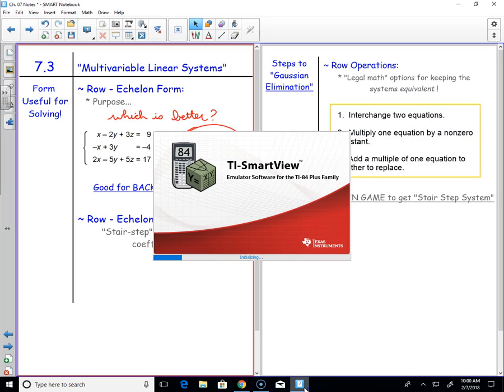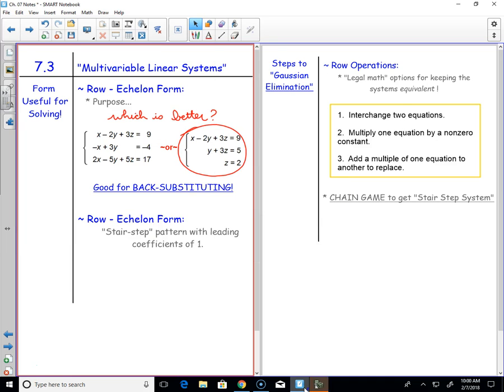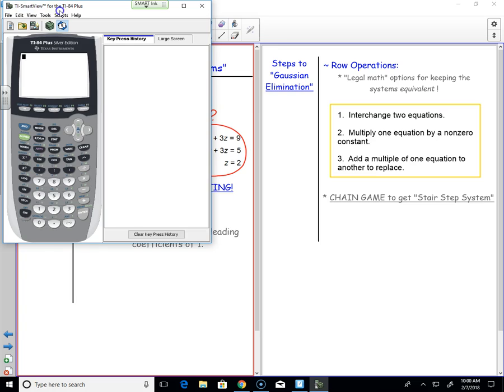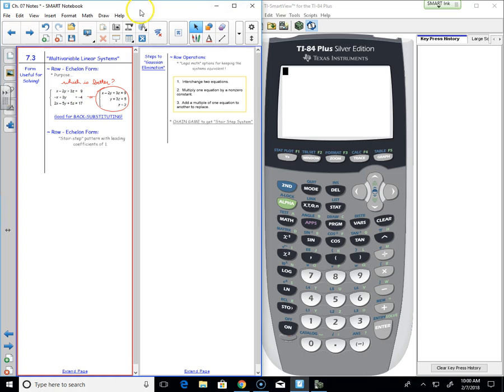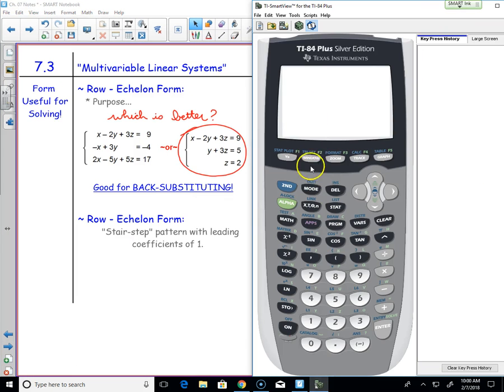I want you to put this system of equations in a matrix. P.S. You have to make a matrix first. You have to make it of the right size. Has anybody found a matrix menu? Second matrix.